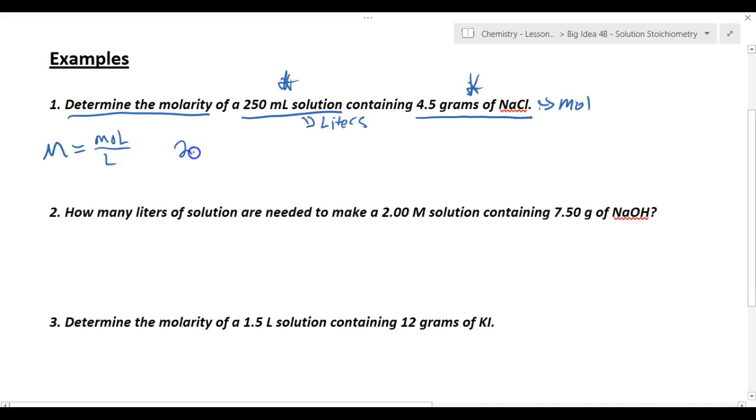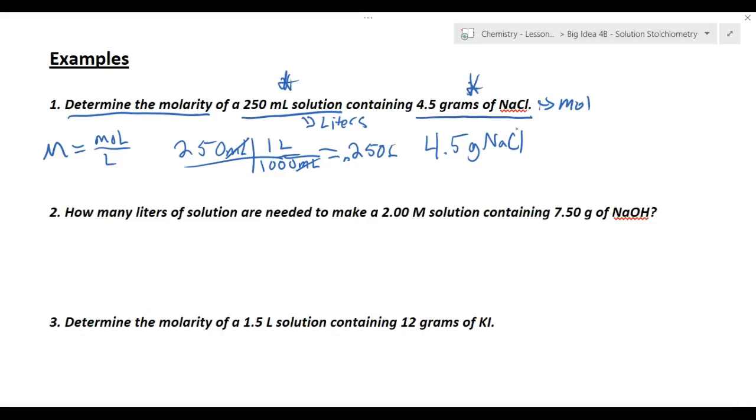So we know that we have 250 milliliters of solution. Quick conversion, we know that there are 1,000 milliliters in every 1 liter. That gives us 0.250 liters, because our milliliters will cancel out and all we'll be left with is liters. Next, we have 4.5 grams of sodium chloride. We need to use molar mass to convert from grams to moles. The molar mass of sodium chloride is 58.44 grams per mole.